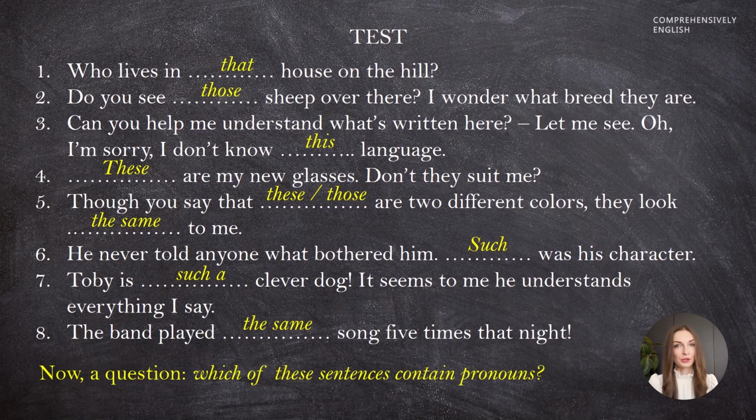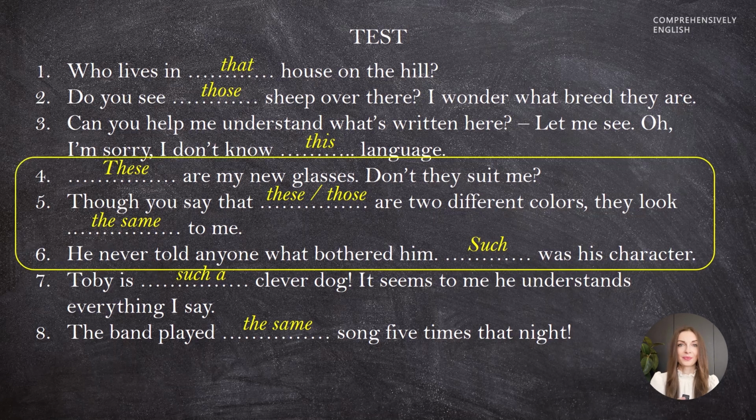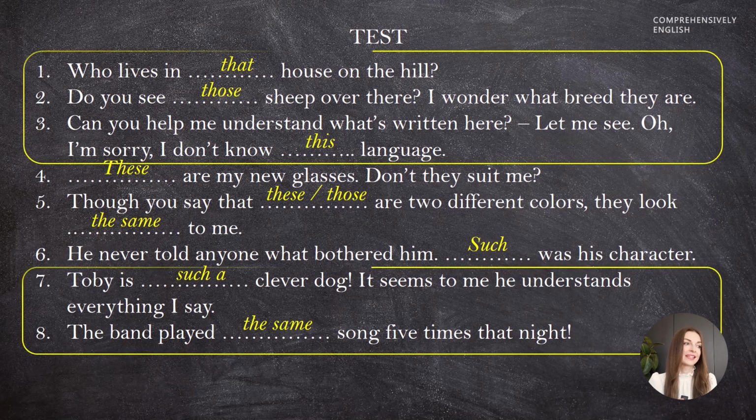Now a question to you. Which of these sentences contain pronouns and not determiners? These 3. The sentences 4, 5, and 6. In these sentences, these, those, and the same don't function as pronouns.